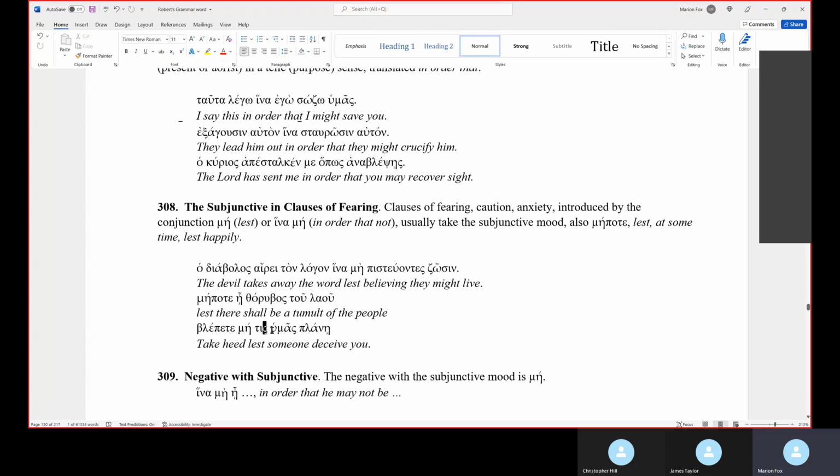Blepete me tis humas planese. This is from blepo, blepete, so that would be second person plural. "See that not a certain one, someone, might deceive you." And here again, me with planese is subjunctive. So "take heed." Really what this is calling us to do is to look out carefully for it.